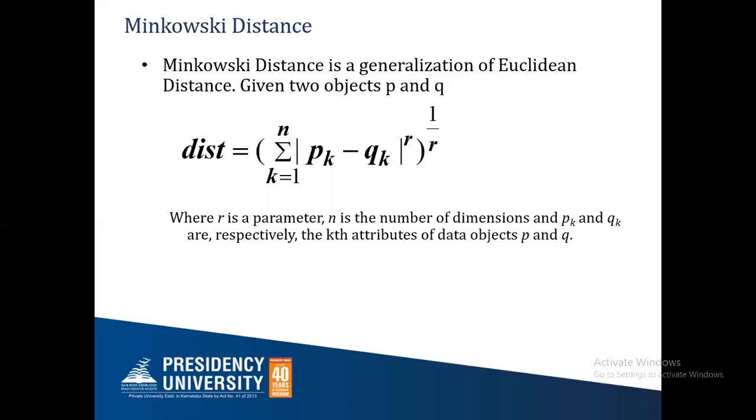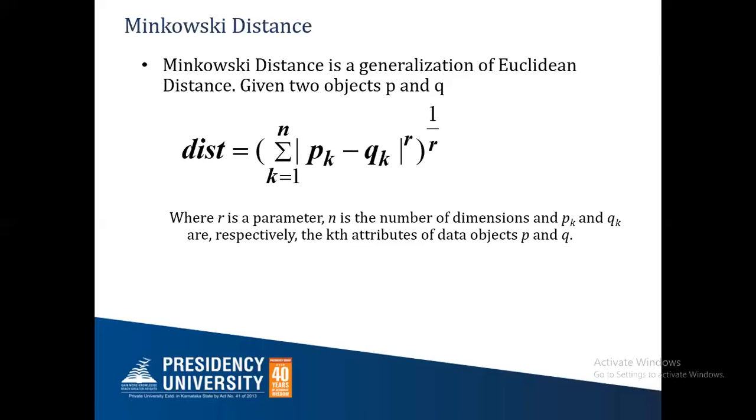So instead of 1 by 2, we write it as power of 1 by r. This is a generalized value for the number of parameters. In Euclidean distance, r value is equal to 2. When we substitute for r as 2, this formula is nothing but the Euclidean distance. So in general, instead of having 1 or 2 parameters, if we have r parameters, then the distance can be found by using the formula summation of k equal to 1 to n mod pk minus qk power r and the whole power 1 by r, where r will be the number of parameters, n is the number of dimensions.